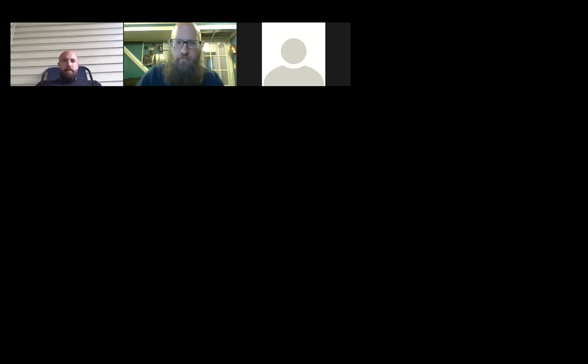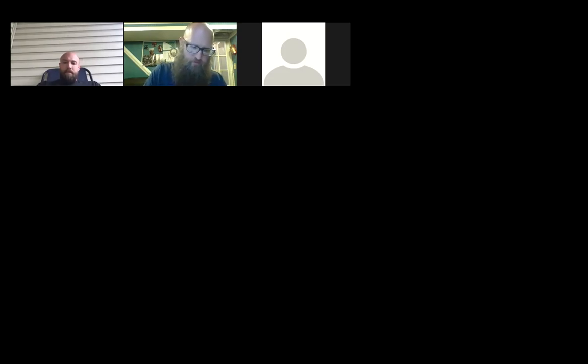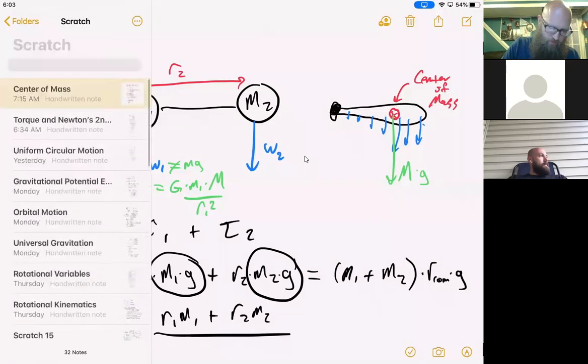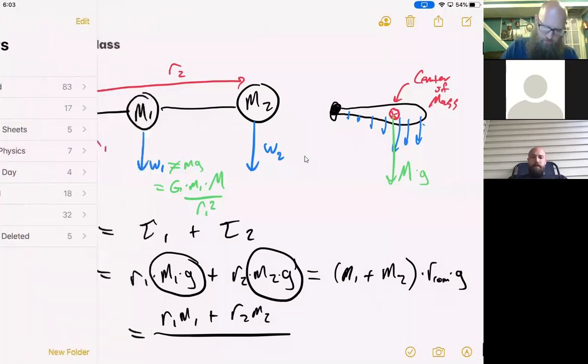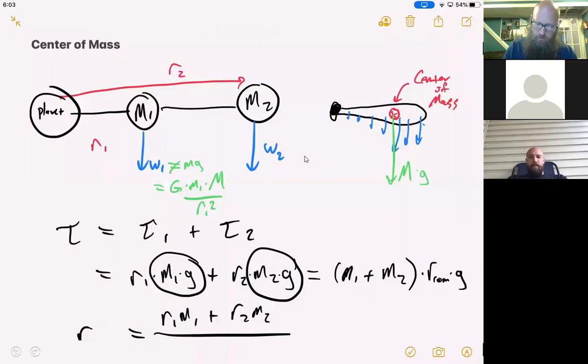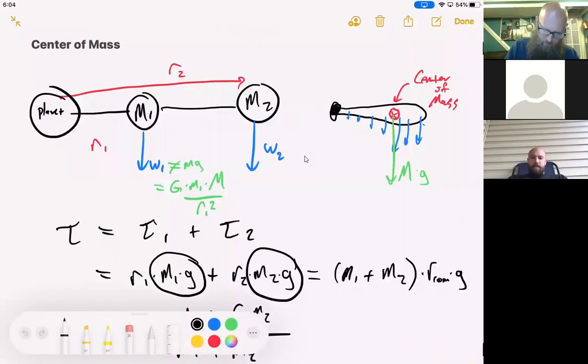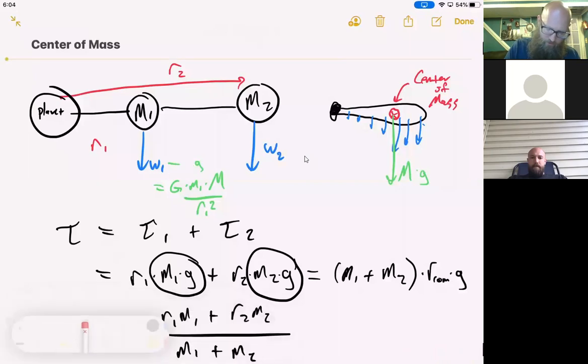I'll talk about center of mass later in this lecture, but let me share my screen so I can draw something. There. So one of these scratch pages ought to be, yeah, here. So this is the very end of that. So I had suggested that, this doesn't make sense without me having built it in real time.